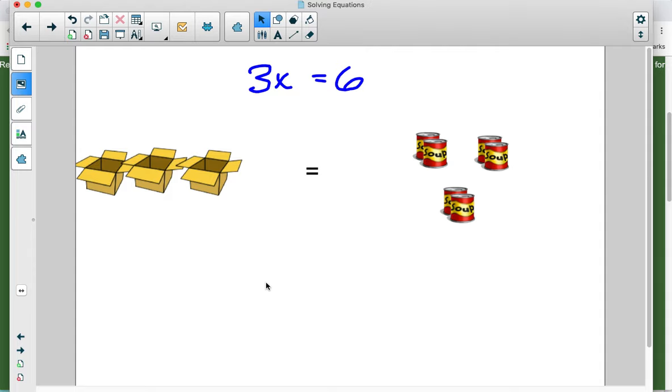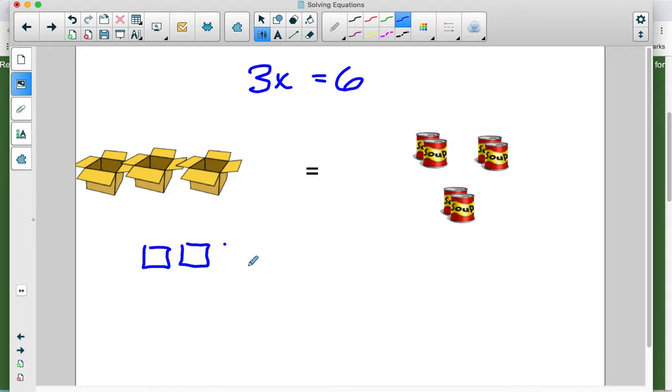Well, what if I'm not a visual learner, or what if I prefer a faster way? Because I'm using a program to draw these fancy pictures. If you didn't have a program like this, and you're doing this on a piece of paper right now, you could just draw boxes, squares for your boxes.